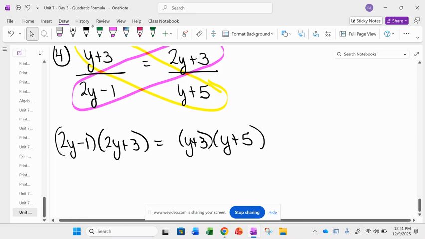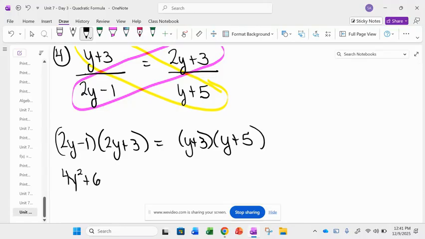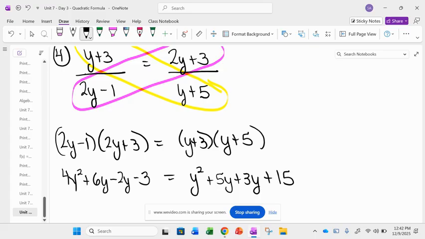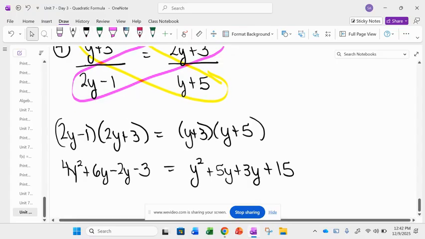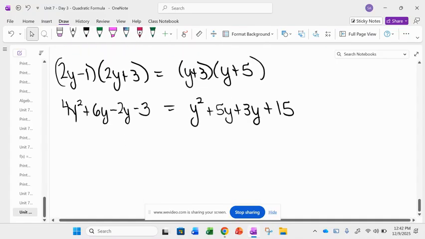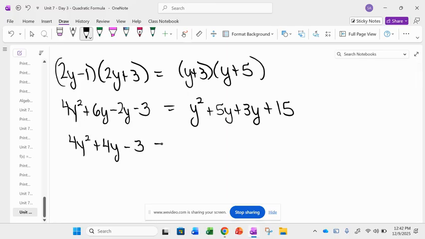I have to FOIL. So I start FOILing, so I get 4y squared plus 6y minus 2y minus 3. And on the other side, y squared plus 5y plus 3y plus 15. Combine our like terms, we get 4y squared plus 4y minus 3 equals y squared plus 8y plus 15.